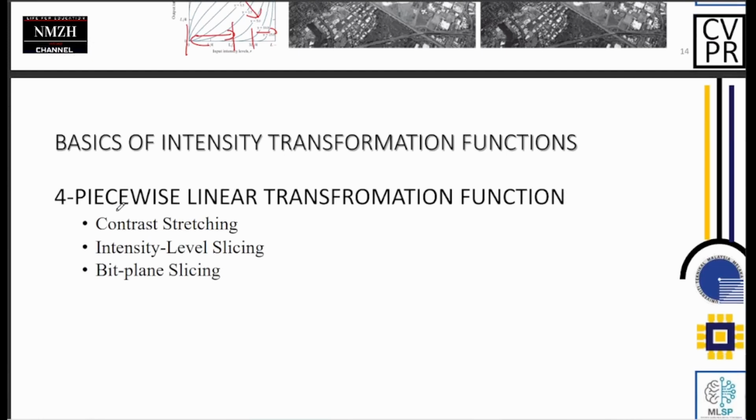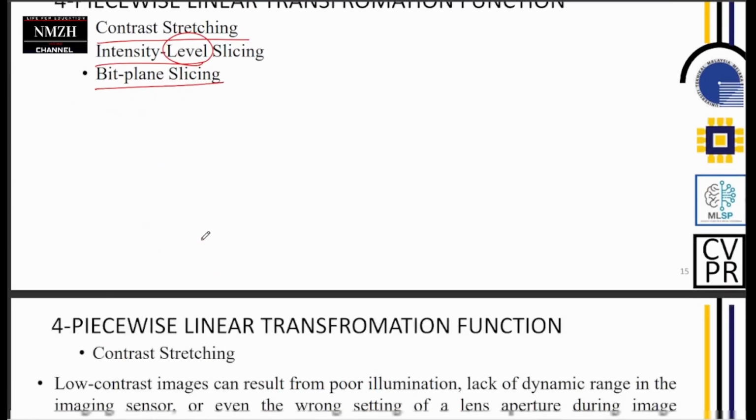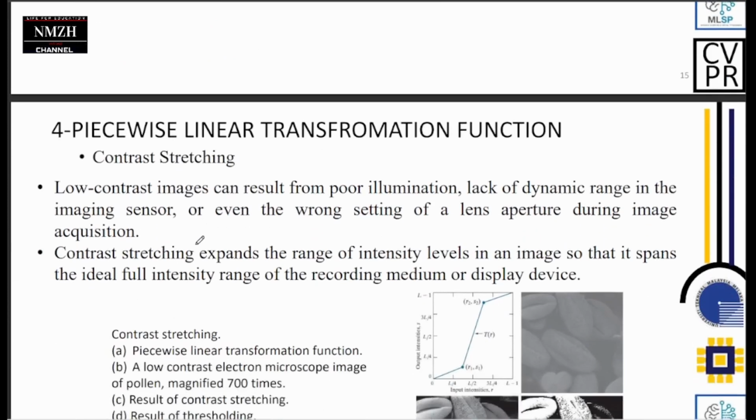So then the next one is the piecewise linear transformation function, the fourth one, I guess. In this particular transformation function, we have three types: contrast stretching, intensity level slicing, and bit plane slicing. Okay, so we have three. The first of all is contrast stretching.